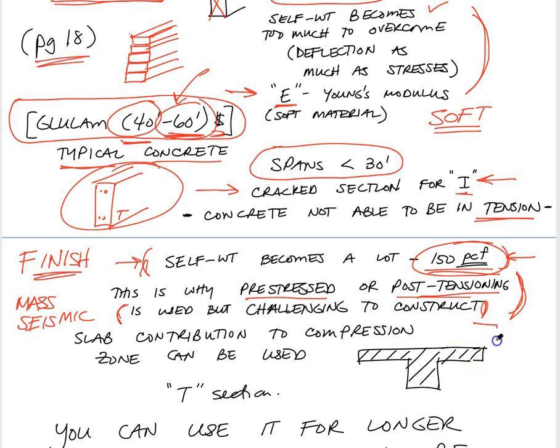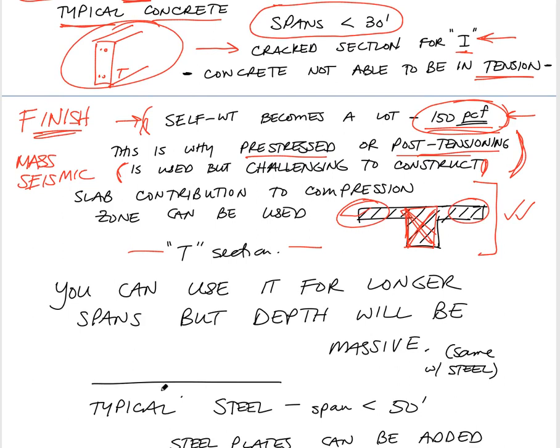The other thing, that slab, we kind of had that on, you're working on that with homework. On the homework, we just analyzed that beam right there as a single beam. But the fact is that you can use the slab as part of a T-section analysis. So that's how you can get a little bit longer spans with concrete, especially when you use the slab action.